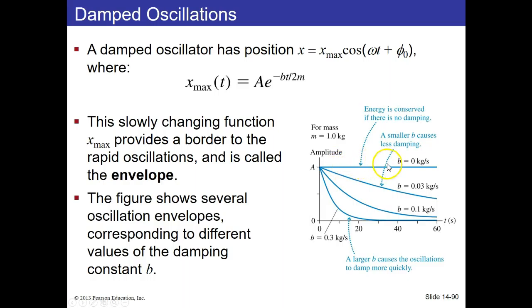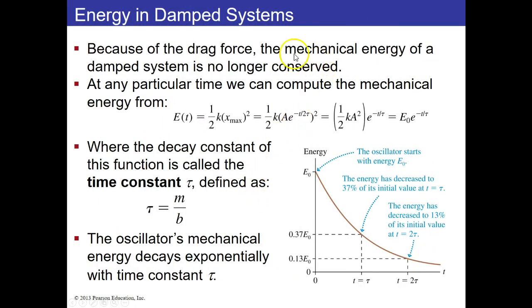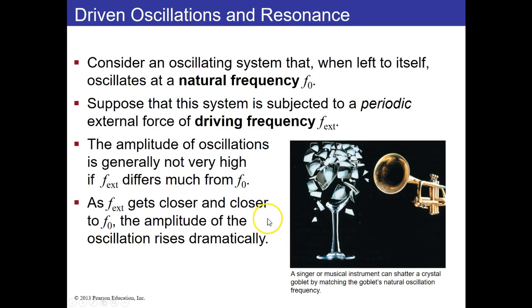So when energy is conserved, there's no dampening. A smaller b causes less dampening. If we get a bigger b, we get more dampening as it goes through. And these are different envelopes is what we call these for dampening. Exponential decay is kind of the same type of thing that you would see there, so I'll let you go through it. Because of the drag force, mechanical energy of a damped system is no longer conserved. So we can no longer say that your energy is going to be conserved. Obviously, it's dissipated into friction and some other things. And there's a time constant that you can use for this, but we will not talk about that time constant.